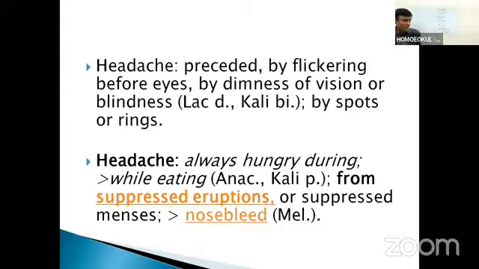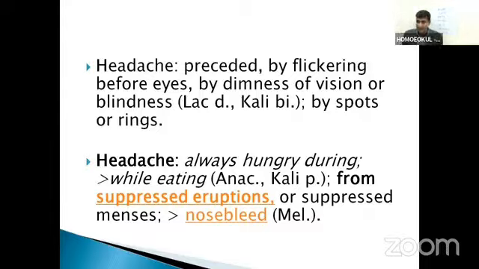Headache, always hungry during, and better while eating. In bracket, we will get anacardium and caliphos. Also keep in mind lycopodium. And doctors, lycopodium and anacardium are also very close to each other. This hunger aggravation, or headache worse when patient is hungry, keep in mind lycopodium, Psorinum, anacardium, caliphos.